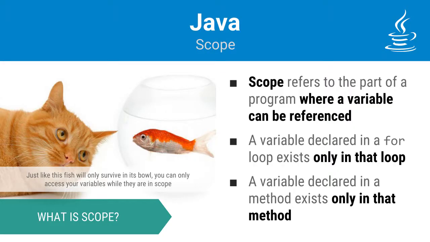But what does that mean? What does it mean to be in scope? Scope refers to where a variable can be referenced. For example, a variable you create within a loop can only be referenced within that loop. Similarly, a variable you define in a method can only be used in that method. Simply put, the level at which you define something dictates where it is accessible and can be used.